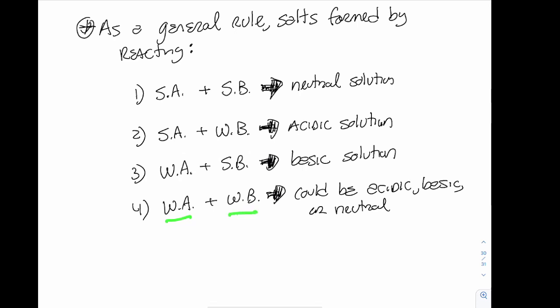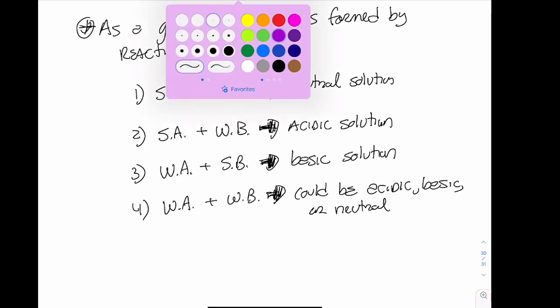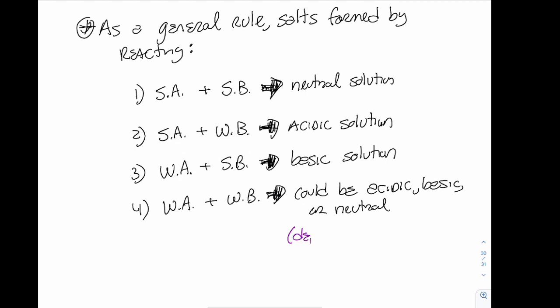And then when I get to the two that are weak, if they're equally weak, no one wins and it's neutral. If the weak acid is stronger than the weak base, acidic. If the weak base is stronger than the weak acid, basic. So really what we need to do is compare. It depends on the relative Ka and Kb values. We would need to compare them to each other, remembering the larger your equilibrium constant, the stronger the acid or the base. So Ka bigger than Kb, acidic, Kb bigger than Ka, basic. They're the same, neutral.